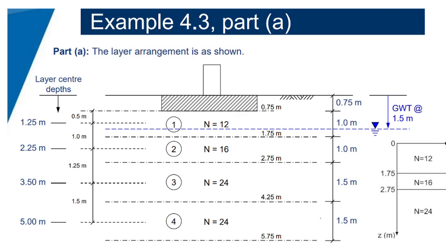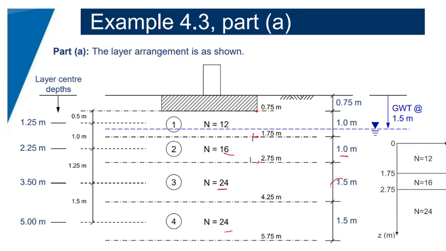Alright, so let's check this layer. As we said earlier, 0.75 is here. And from this N-Z relationship, you have the N values. You have N equal to 12 at a depth of 1.75 meters. At a depth of 2.75 meters, you have N equal to 16. From 2.75 to 4.25, N is 24, and 24.